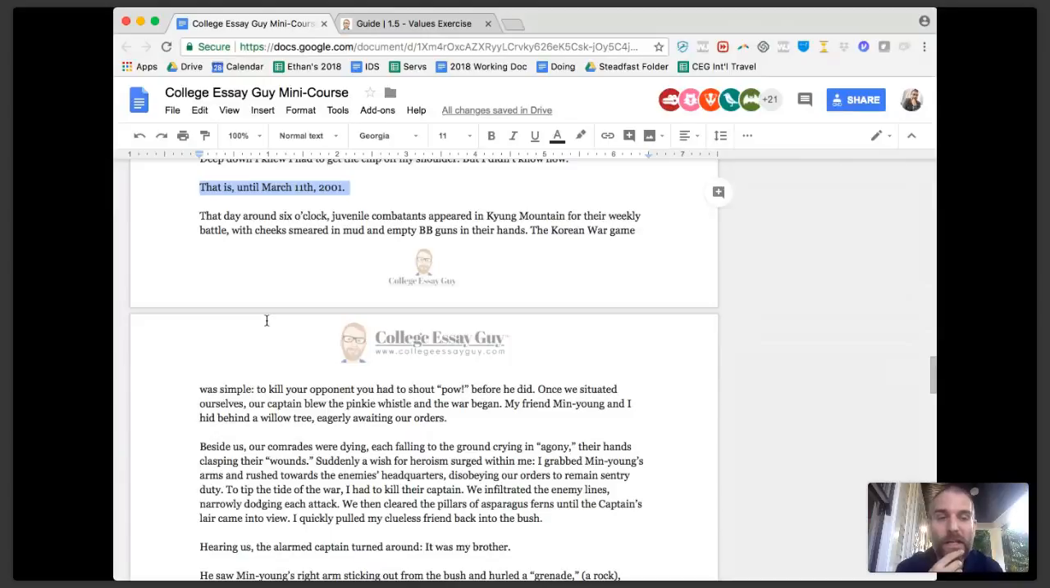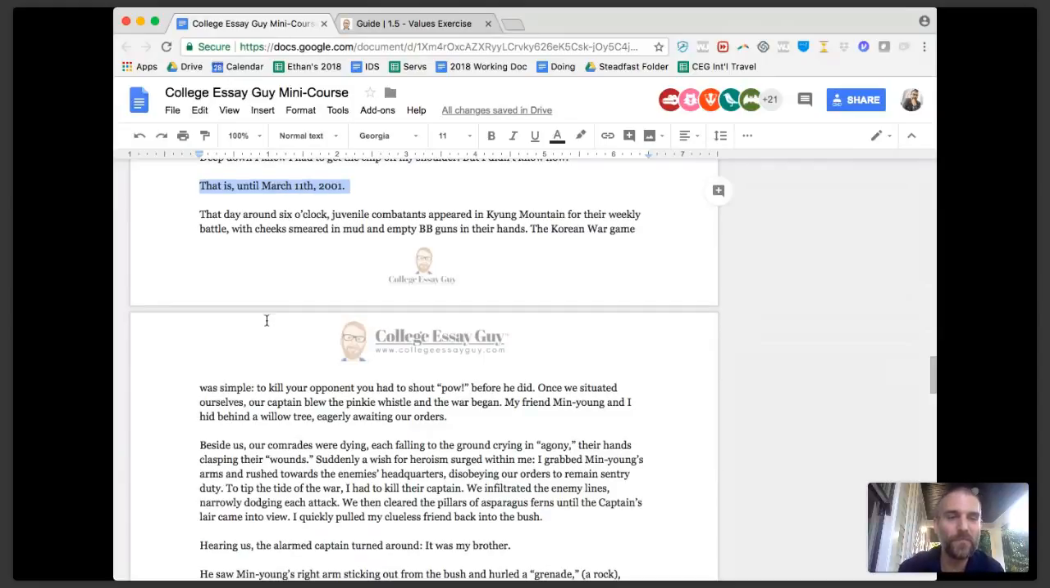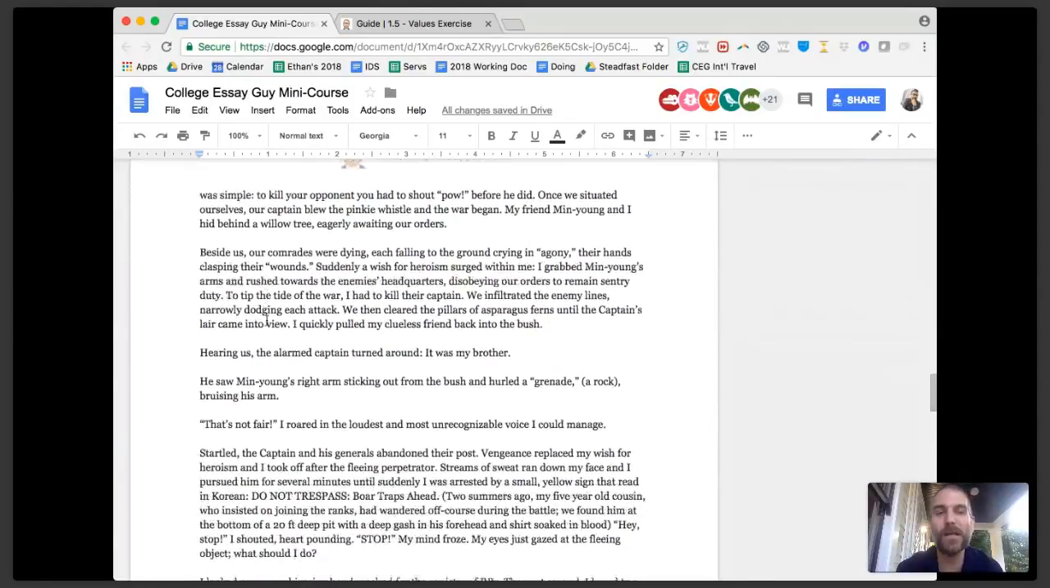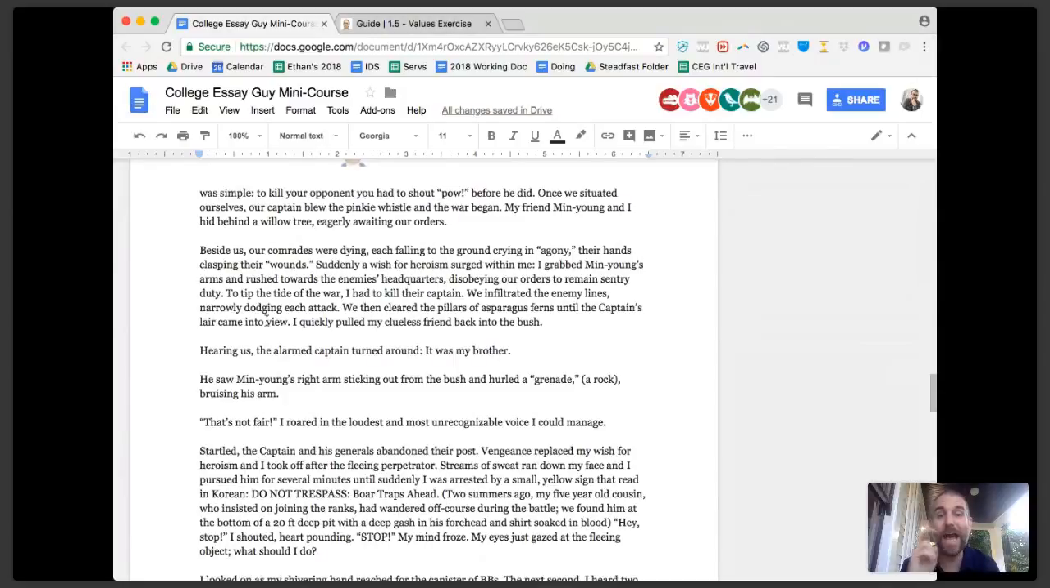"My friend Min Young and I hid behind a willow tree, eagerly awaiting our orders." And again, if this were a shorter essay, 650 words, he could have trimmed some of these details. "Beside us, our comrades were dying, each falling to the ground, crying in agony, their hands clasping their quote-unquote wounds. Suddenly, a wish for heroism surged within me. I grabbed Min Young's arms and rushed towards the enemy's headquarters, disobeying our orders to remain on sentry duty. To tip the tide of the war," he says, "I had to kill their captain."